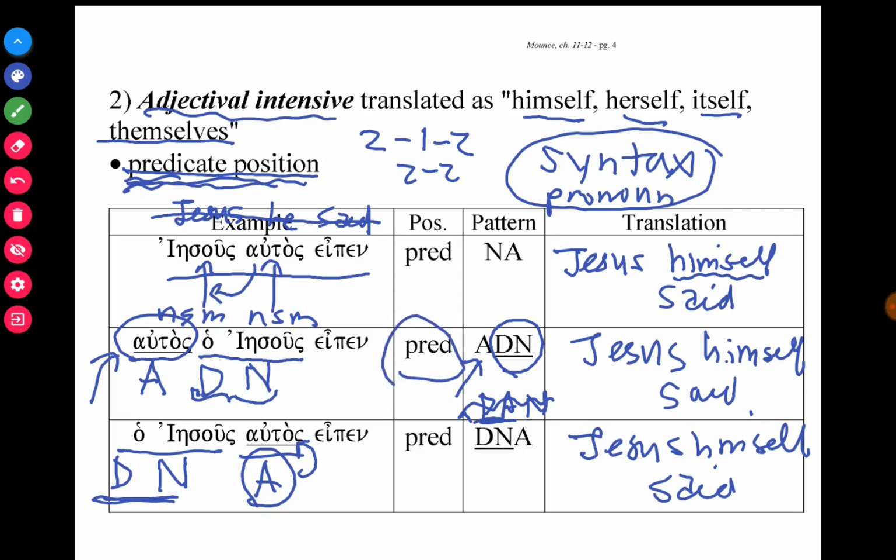So here we have three different ways to say the same thing, but what's common is autos is in the predicate position, clearly in the predicate position. And here, because there's no article, it could be in the predicate position, or it could be in what we call the attributive position. Context will tell you, because no article is giving you a clue as to whether it could be one or the other. But in this case, since we're talking about the adjectival intensive, we translated it as a predicate position pronoun, and we translated this, therefore, as Jesus himself said.